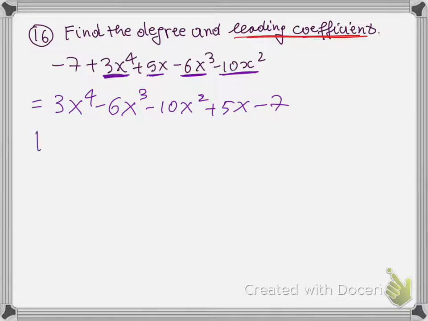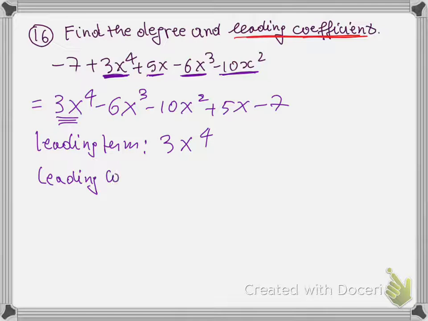The leading term is the first term, 3x to the 4th. Leading coefficient is the constant that multiplies the power of x. So in our case it is 3. And degree of this polynomial is 4, which is the degree of the leading term.